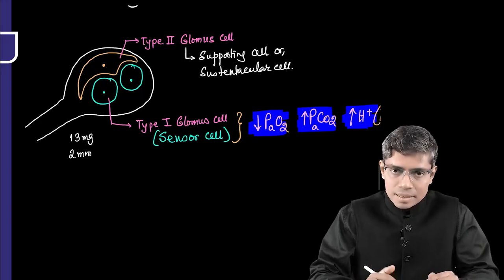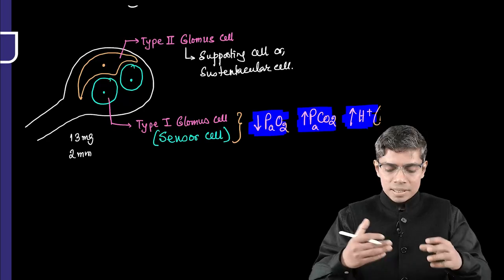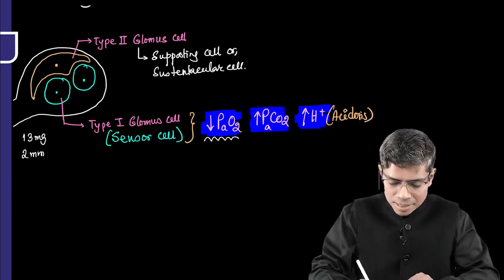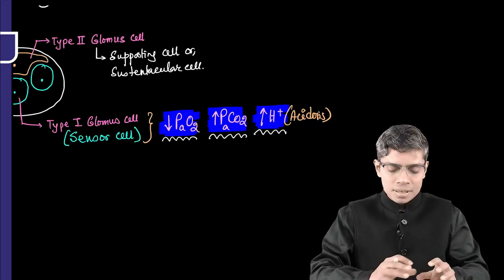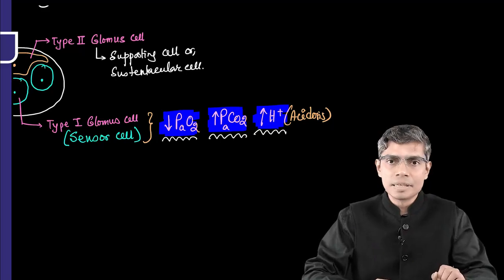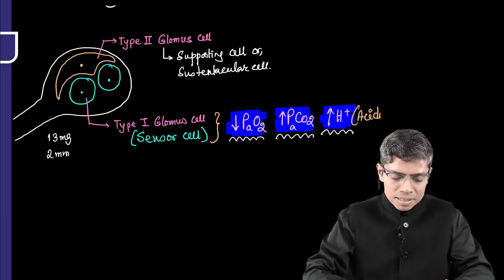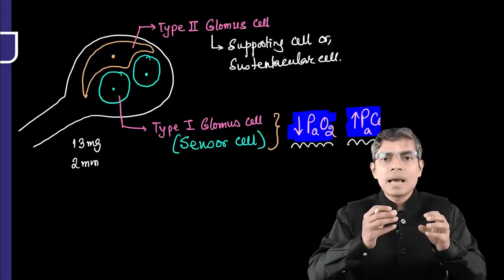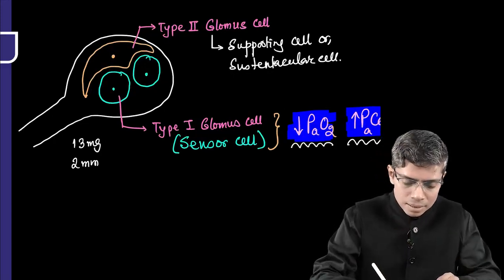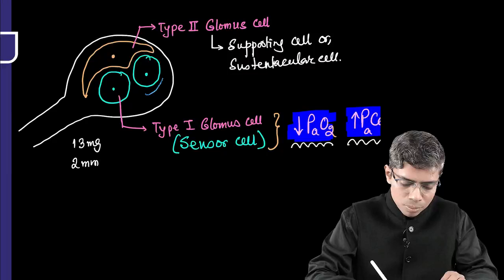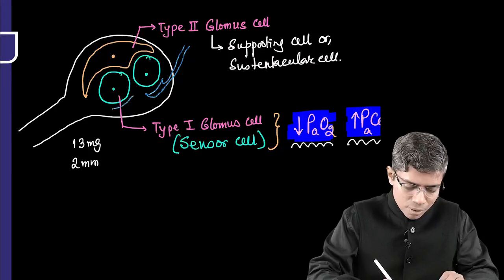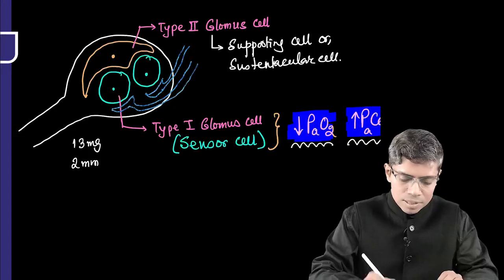So whenever these chemical signals are present at the level of blood, like for example hypoxia, hypercapnia or acidosis, this type 1 glomus cell will be activated, and whenever this type 1 glomus cell is active, what will happen? It will activate certain neurons which are present at the level of this glomus cell. So there will be certain neurons here, suppose these are the neurons which are connected with this type 1 glomus cell.